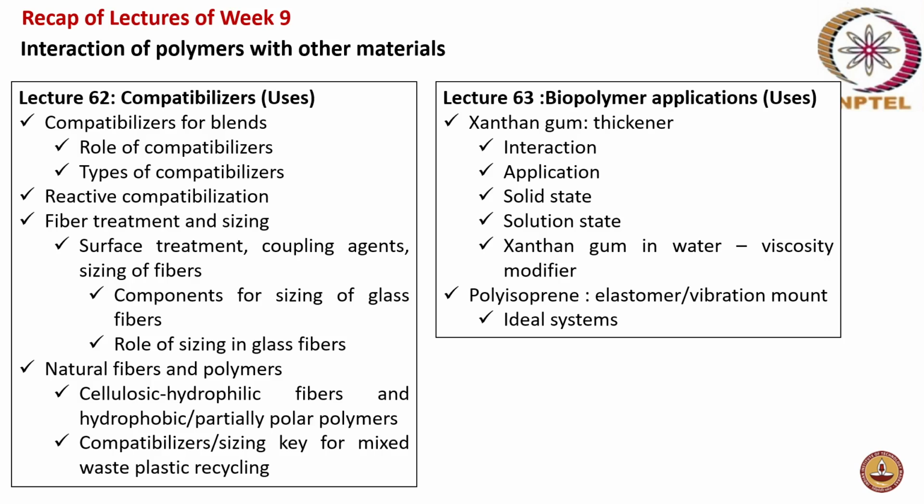The next lecture was on biopolymer application. So there was a discussion on xanthan gum, which has a lot of interactions. The interaction plays the pivotal role in its application. Whereas in case of polyisoprene, which is your rubber, it's an ideal system where no interaction plays a role. It is only your segments changing conformation which helps in playing a role as an elastomer and as a vibration mount.